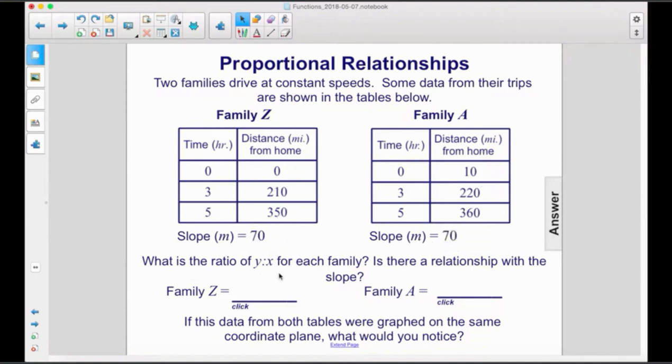What's the ratio of y to x for each family? Well, for family Z, that would be 70 to 1. Family A, it varies. If the data from both tables were graphed on the same coordinate plane, what would you notice?